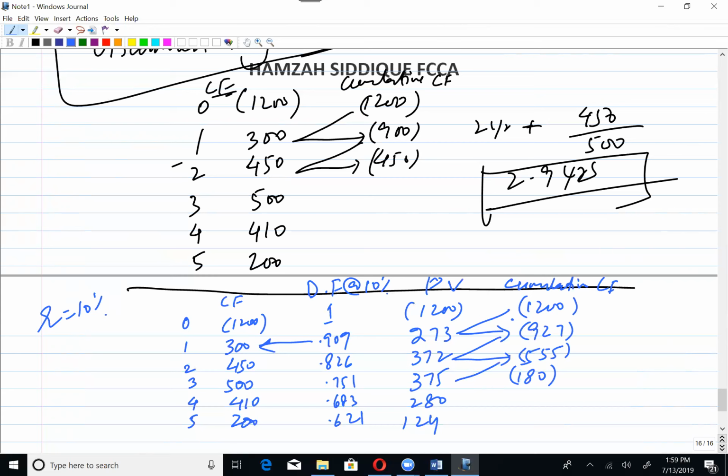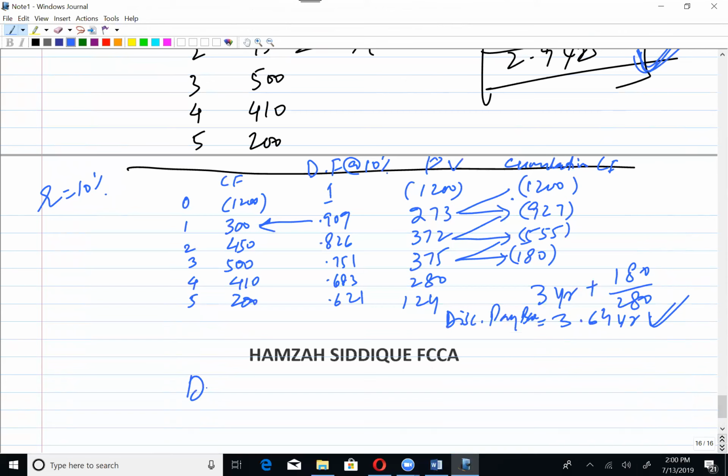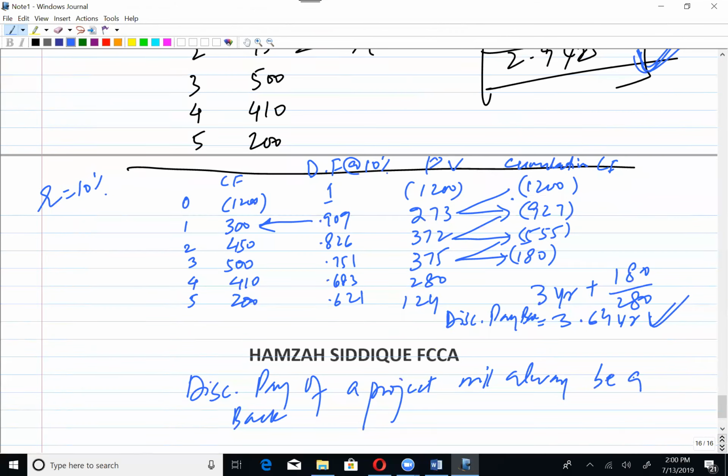And now you see here, 3 years complete, plus 180 divided by 280. So 3.64 years. That is the discounted payback. And see here, simple payback was less, this is greater, and it will always be greater. So we will write one sentence here, that the discounted payback of a project will always be greater than simple payback.